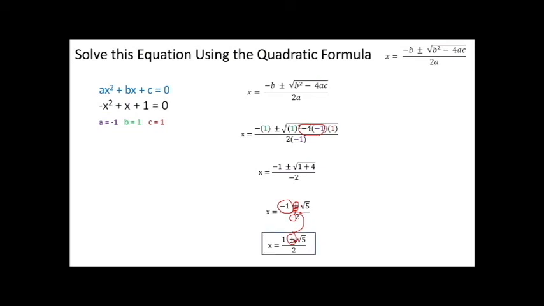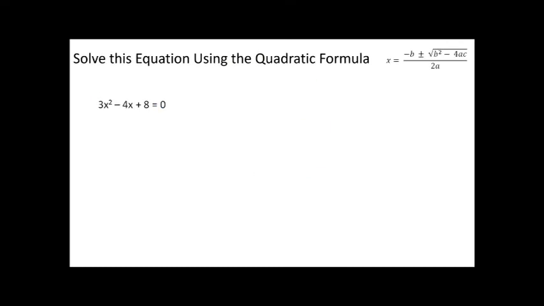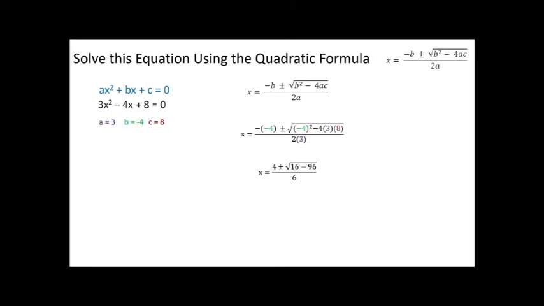Again, you're pausing the video as you try these, making sure that what you're doing is matching what I'm doing. Again, I'm going to do these just a little bit faster because you've paused the video along the way. A is 3, B is -4, and C is 8. And I plug those numbers in. I end up here, and I end up here.